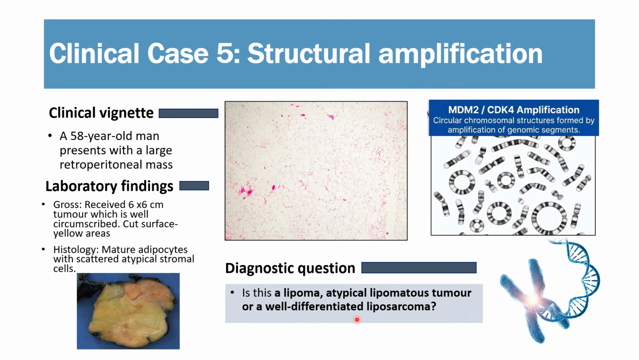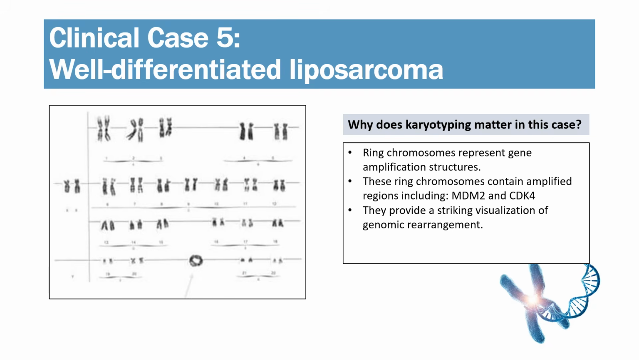So we are looking specifically for MDM2 or CDK4 amplification, and we're looking for these ring chromosomes. Now, this is a karyotype, which clearly shows the ring chromosome, and these ring chromosomes represent the gene amplification structures. These ring chromosomes contain amplified regions which show MDM2 and CDK4.